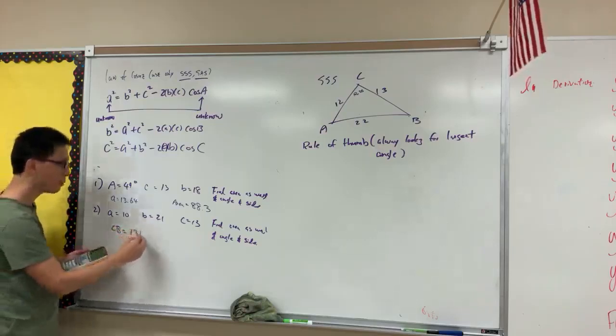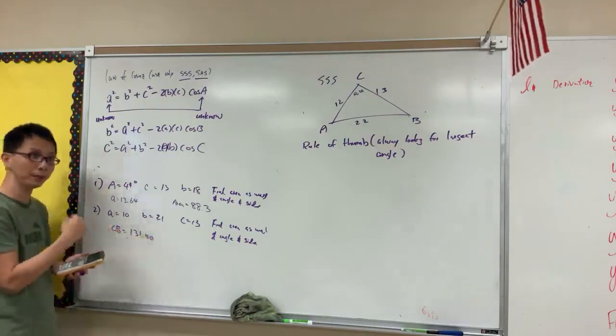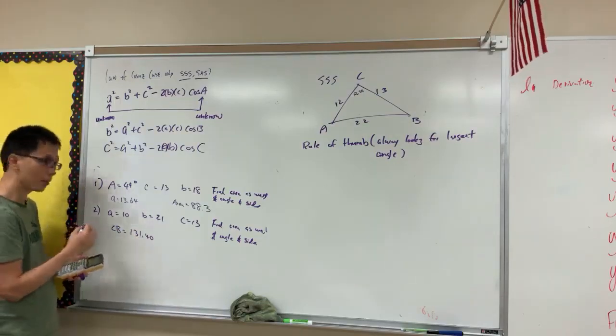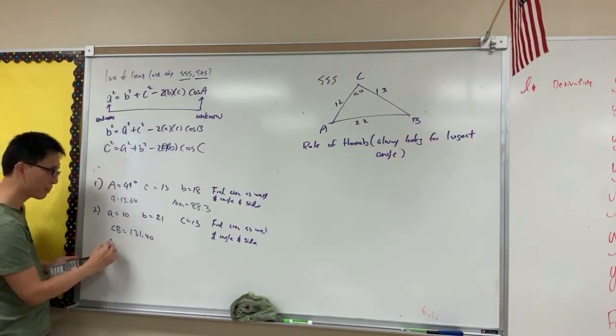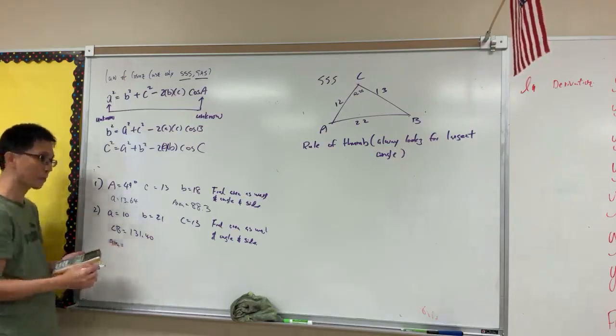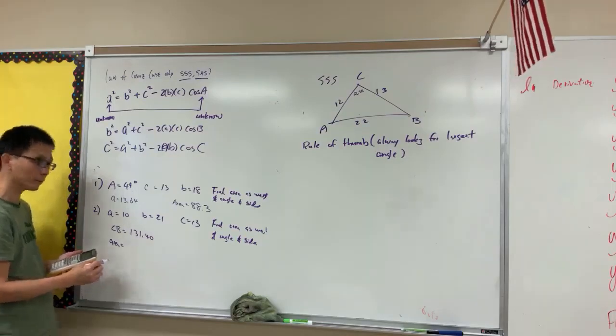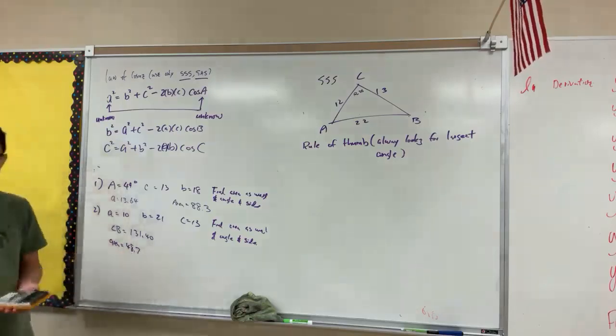Okay, what is the angle B? 131.4. You should look for the largest angle, Sophia. Yeah, now I figure that out. Okay, now what is the area? 48.7? Yeah, that's what I got. Okay, so that's the answer.